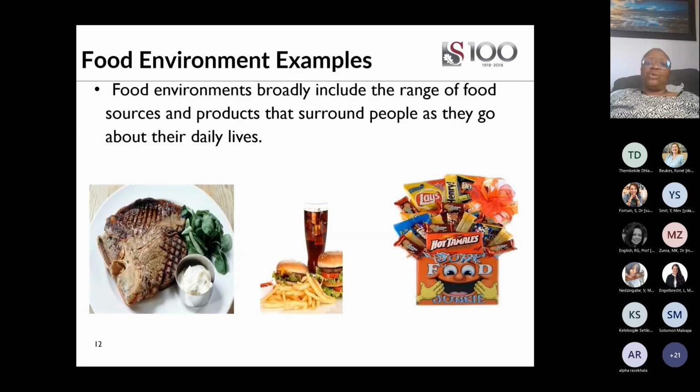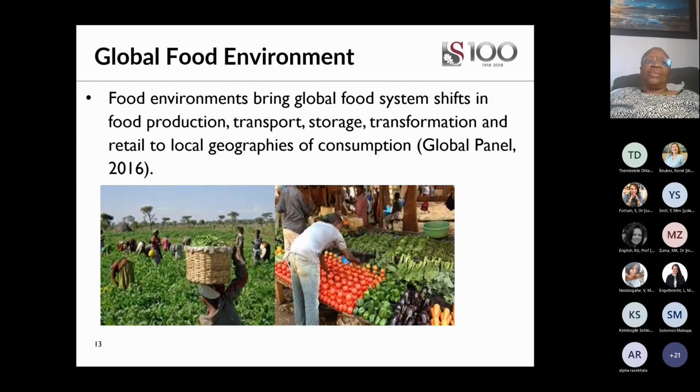These are some of the examples of the food environments that you encounter on a day-to-day basis around us or in our households. And also, this is another level of the food environment that shows food production on your left, and then vending on your right. And this picture could be anywhere in the world.